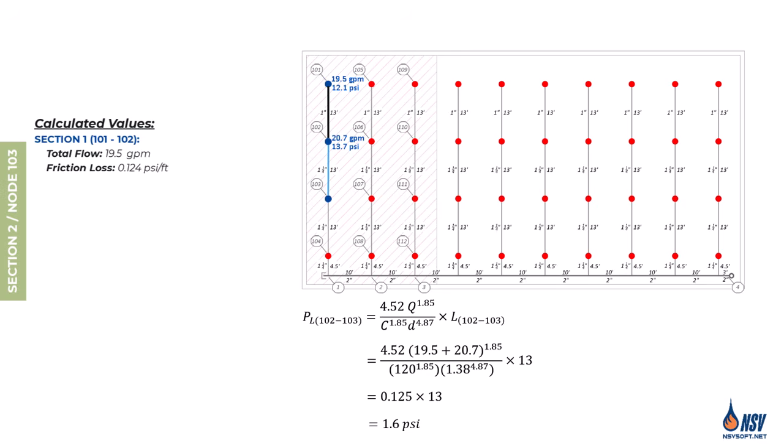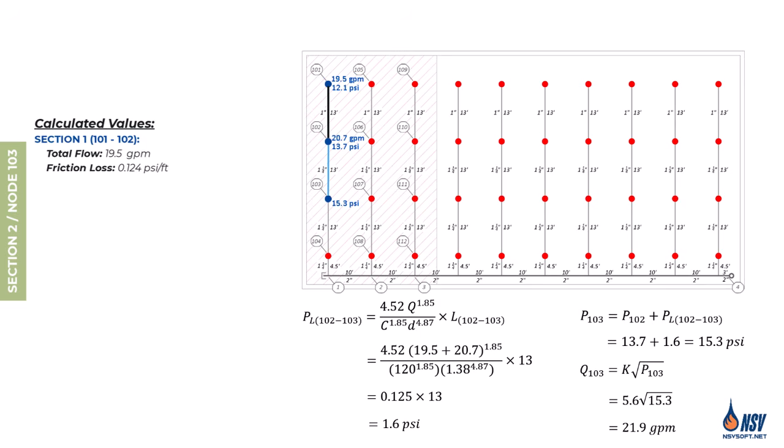Interestingly, although the flow rate here is more than twice that of section 1, the pressure loss per foot remains almost the same. This highlights the impact of increasing the pipe size and the influence of the exponent 4.87 in the Hazen-Williams formula, which significantly reduces friction loss as diameter increases. With the pressure loss in section 2 and the known pressure at node 102, we can now calculate the pressure at node 103, which comes out to 15.3 psi. Using the pressure at this node and the known K factor of the sprinkler, we calculate the flow rate of sprinkler 103 to be 21.9 gallons per minute.